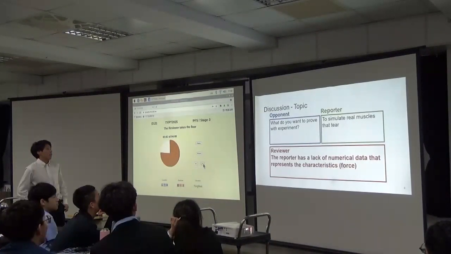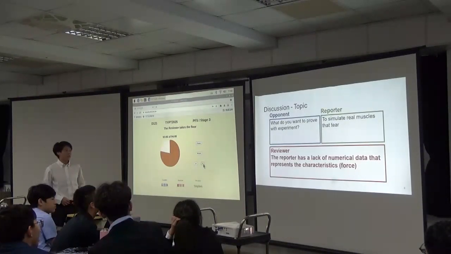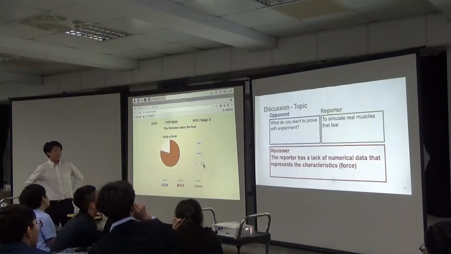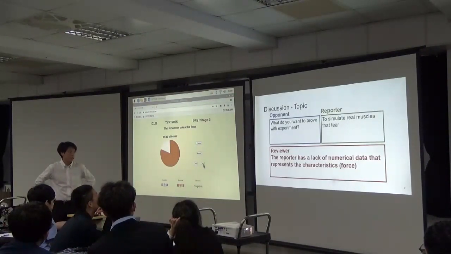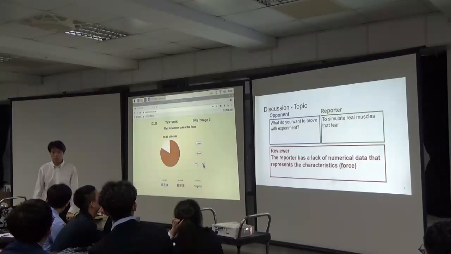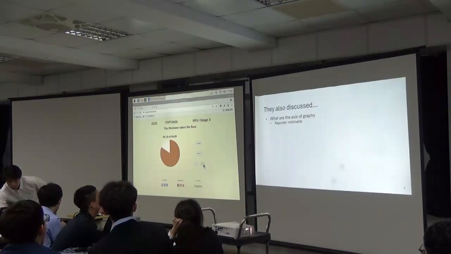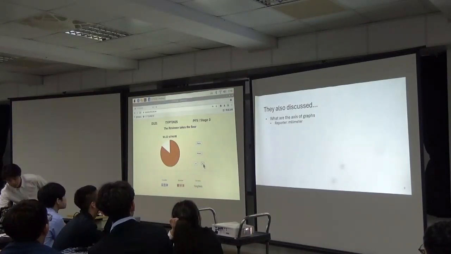And then the opponent asked, what do you want to prove with your experiment? And they said to simulate real muscles. And the reporter has a lack of numerical data, even though they describe the behaviors. And they pretty much did not mention characteristics such as force, which is a key factor. They also discussed axes and graphs. They said it was millimeters.